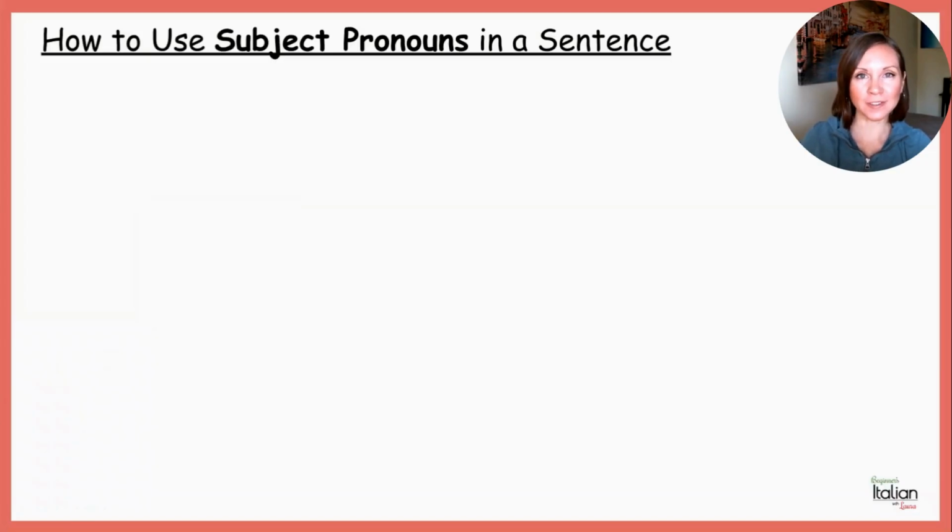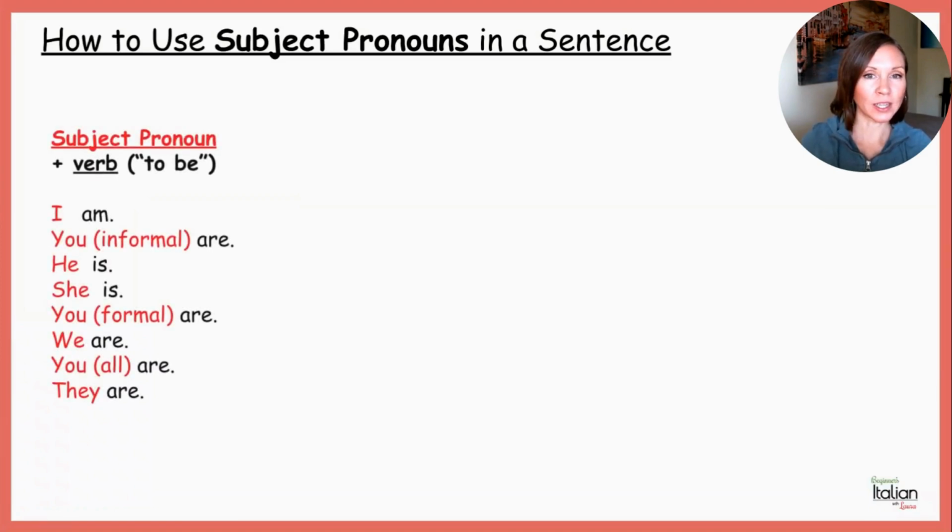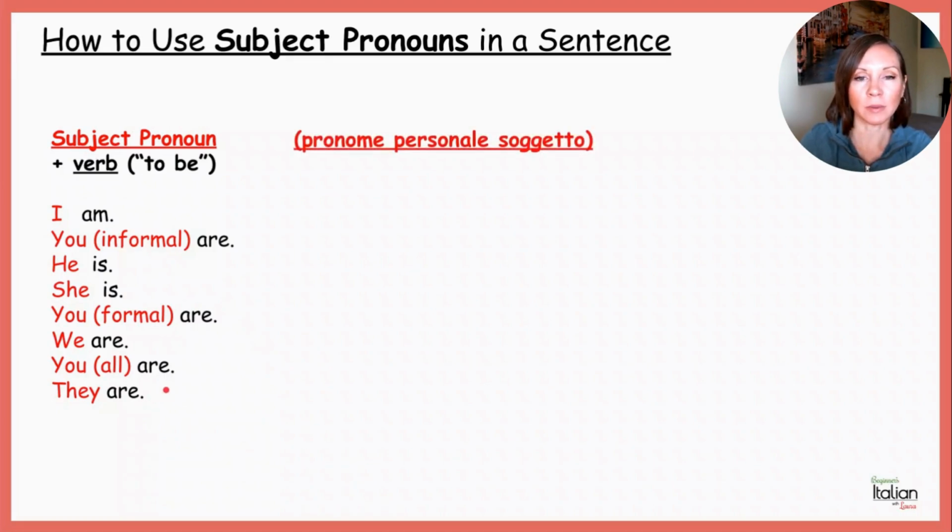Okay, how to use subject pronouns in a sentence. In this example, I have them all listed out first. The subject pronoun is in red. So in a sentence, you'd have I, you, he, she, you, we, you all, and they at the beginning of the sentences. In Italian, like we know, you don't have to put them at the beginning, but in this case, I've put them at the beginning just to keep it simple. And I've also put them in parentheses so that you know that you don't necessarily need it, unless, of course, you want it for emphasis or clarity, as we discussed earlier.